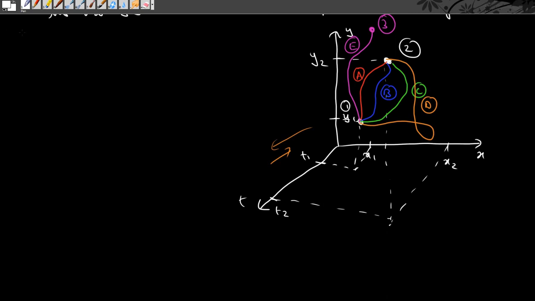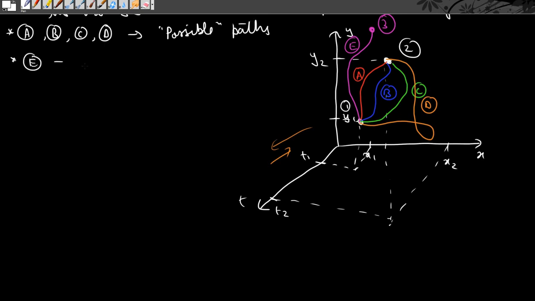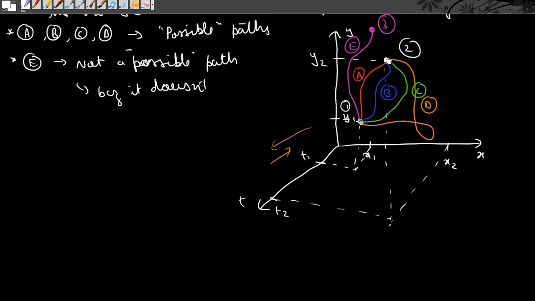So therefore what we have is the paths A, B, C and D are what I will call possible paths. Let's assume one of these is the actual path. But the path E is not a possible path. Not a possible path. Why? Because it doesn't end at point 2.